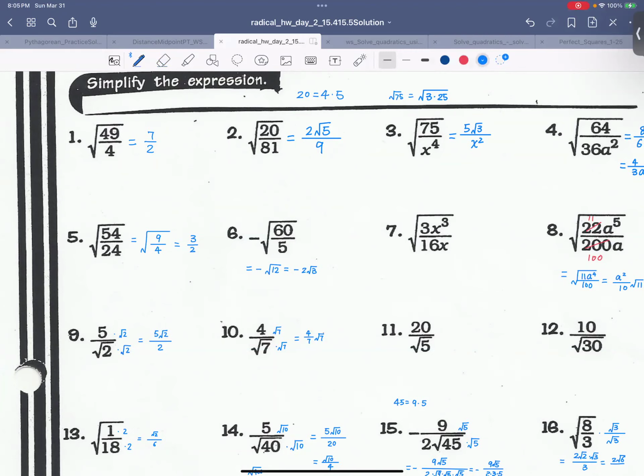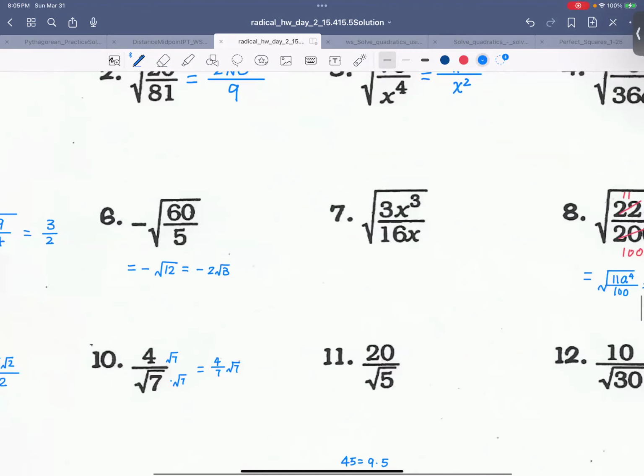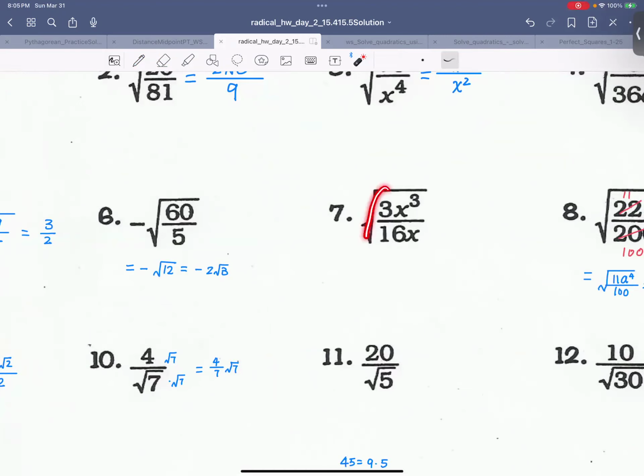Number 7. Emma. Let's try here. This is x cubed. This is x to the power 1. This division gives you? X squared? Very good. So on the bottom, you get rid of the x, and you have a 16. So one more step. 16 square root will be 4. So you have a 4.